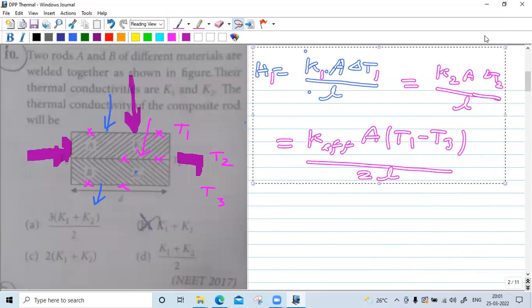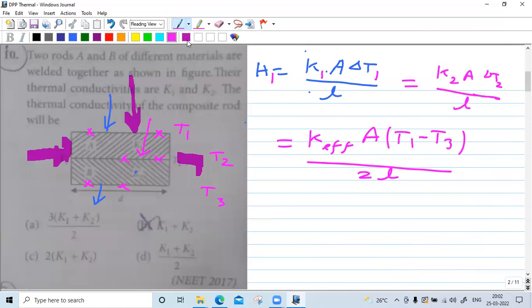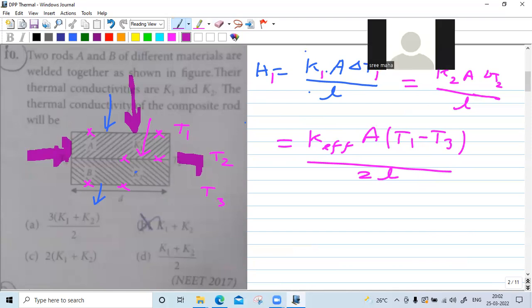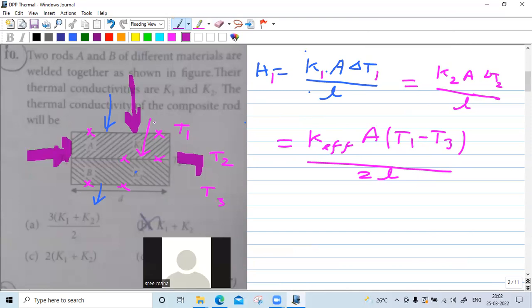Are you understanding? I don't. Your voice is breaking. From these equations, how did you get the final thermal conductivity? Finally I consider these 2 points, this point and this point. The heat current between these 2 points is given by the temperature difference T1 minus T3, and there is some K effective, and the area is same A, and the length is 2L.